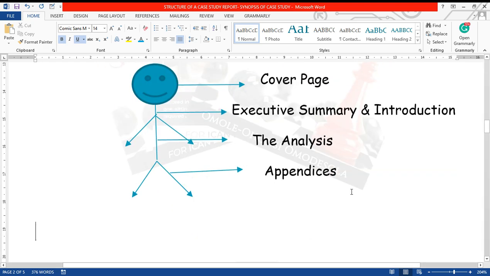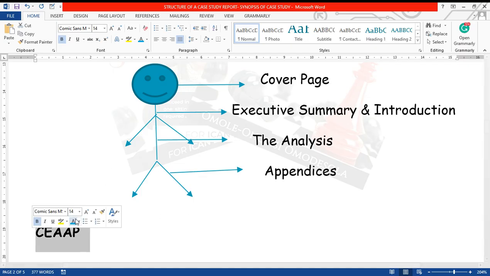So now let's actually make this simple. We have C for the cover page, E for the introduction, A for the analysis, and A for the appendices. So let's say AP. So we have CAP. You can take note of this CAP so that when you're preparing your report, you know that it has to be CAP. That's your cover page, your executive summary and introduction, your analysis, and then your appendices.